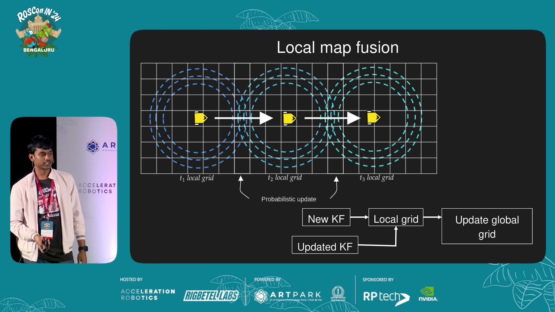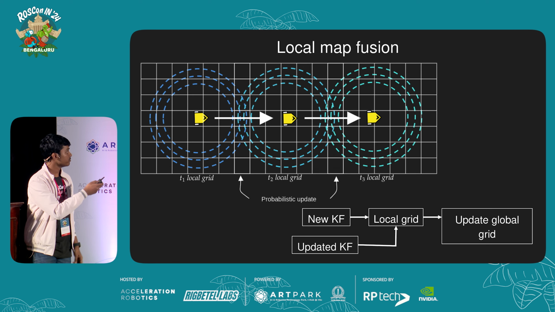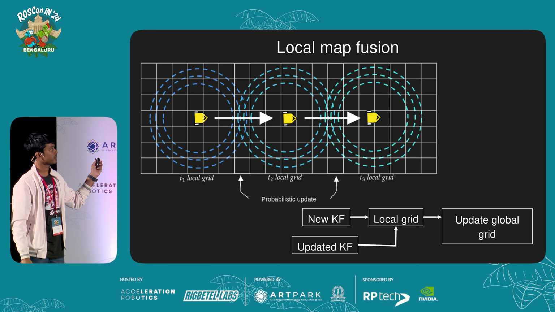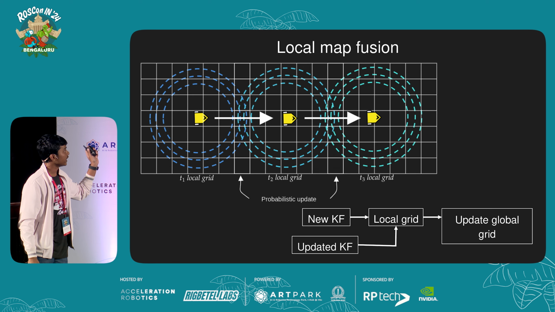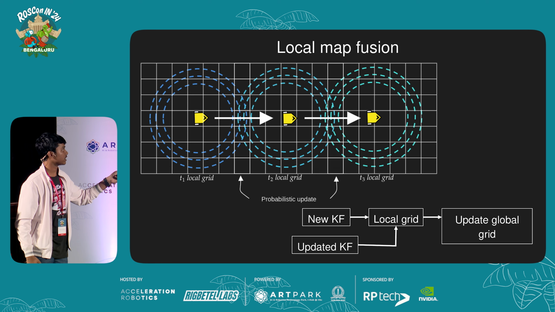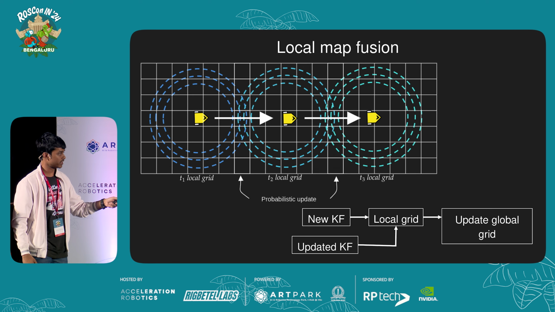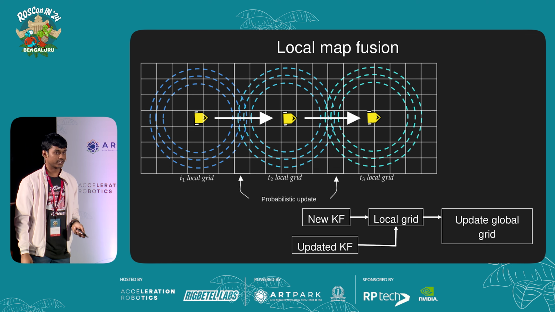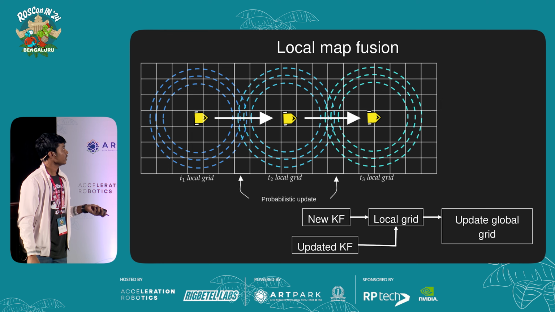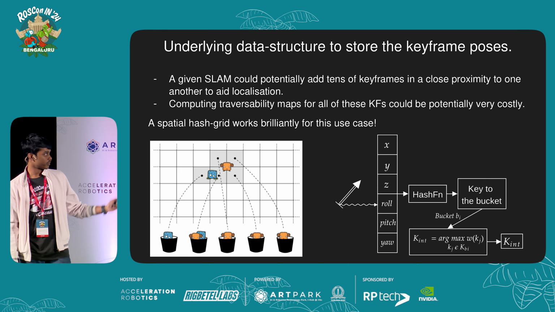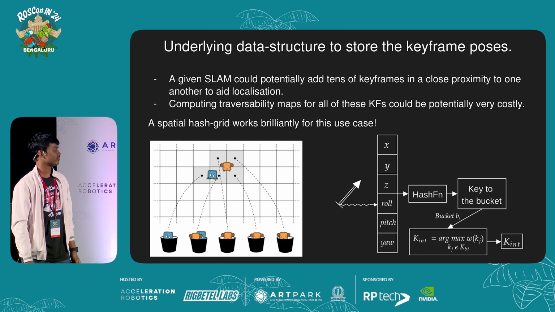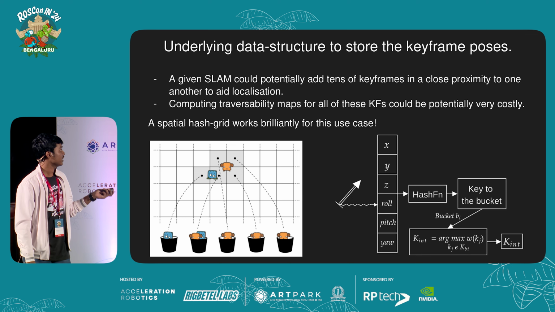Now, let's focus on how the local map fusion works. This image has 3 different robots, which signify 3 different keyframes in succession. The overlapping cells have a probabilistic update routine going on, and that's how the local map is fused. You have a new keyframe, you compute the local grid, you update the global grid. And during optimization in your SLAM, if you have an updated keyframe, again you update the local grid and update the global grid again. I thought a lot before putting this slide into this presentation, but I thought some of you might be interested in it.